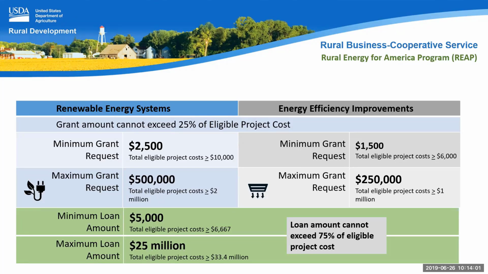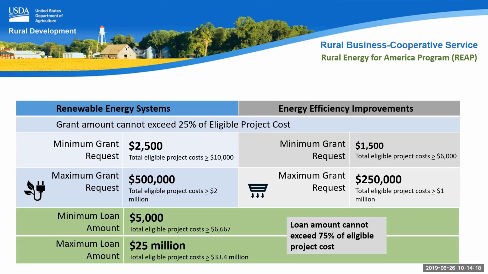So under the REAP program, on the renewable energy side of the program for grants, grants cannot exceed 25% of the eligible project cost. So keep in mind that the applicant has to match 75% of that total project cost.